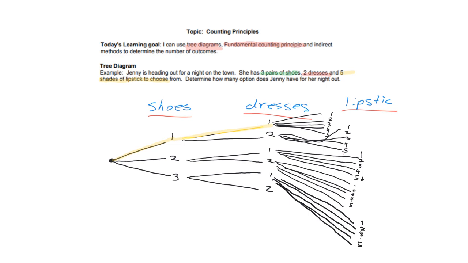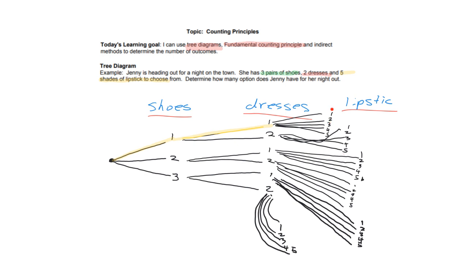I guess I'll put 2, 3, 4, 5, and then we'll do our final set of 1, 2, 3, 4, and 5 choices. And all of those are coming down from 2 to those. So once you've gotten to this point, you need to ask yourself, how many options does Jenny have for her night out? Well, here's what would happen. You look at each one of these paths as an individual choice. So maybe she chooses her first shoe, then chooses her first dress, and then chooses her first lipstick. That's one possibility. Then maybe she chooses her first shoe, first dress, and then second lipstick. That's her second choice.